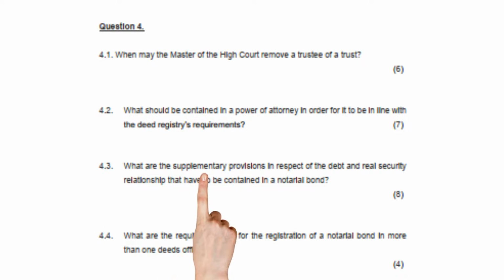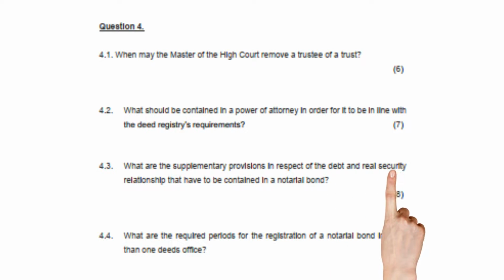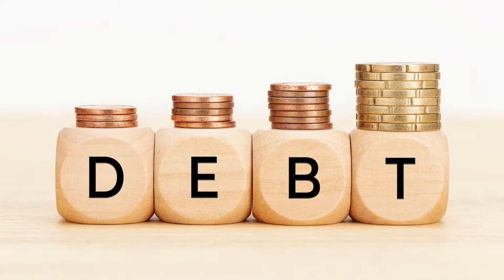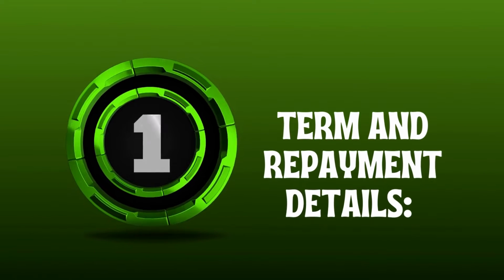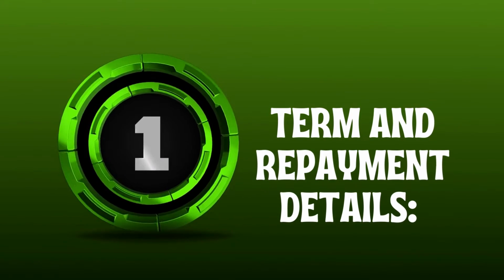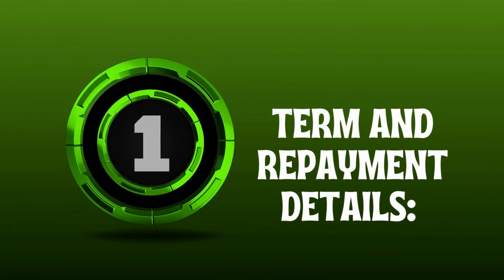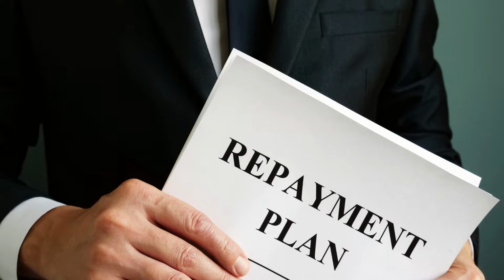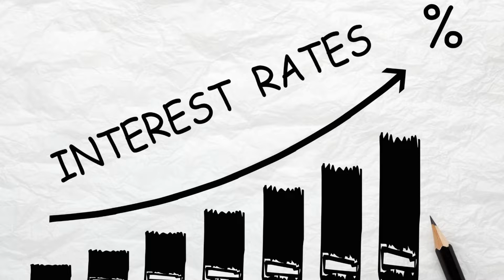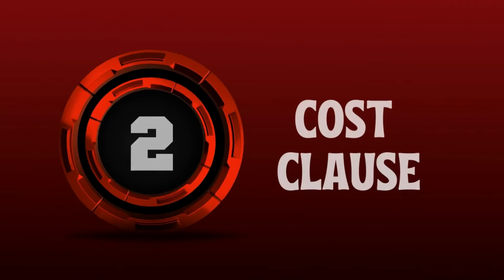Question 4.3. What are the supplementary provisions in respect of the debt and real security relationship that have to be contained in a notarial bond? In a notarial bond, the following supplementary provisions regarding the debt and real security relationship should be included. 1. Terms and repayment details. The document should specify the term of the principal debt, the interest rate, and outline the method, time, and place of repayment of the capital sum. If applicable, it should detail the repayment in installments and the associated interest.